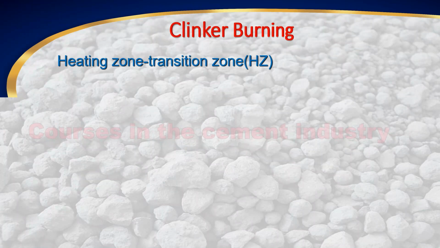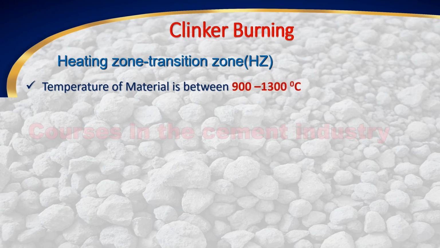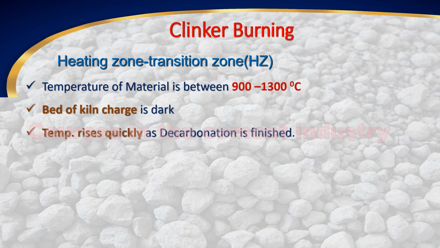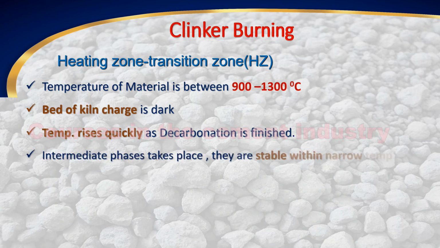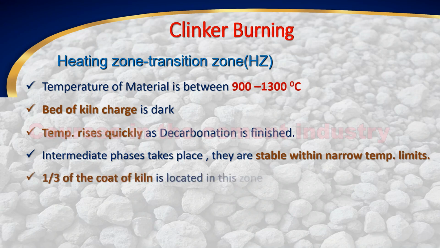Heating zone or transition zone. What happens inside this zone? 1. Temperature of material is between 900 to 1300 degrees Celsius. 2. Bed of kiln charge is dark. 3. Temperature rises quickly as decarbonation is finished. 4. Intermediate phases take place, they are stable within narrow temperature limits. 5. One third of the coating of the kiln is located in this zone.